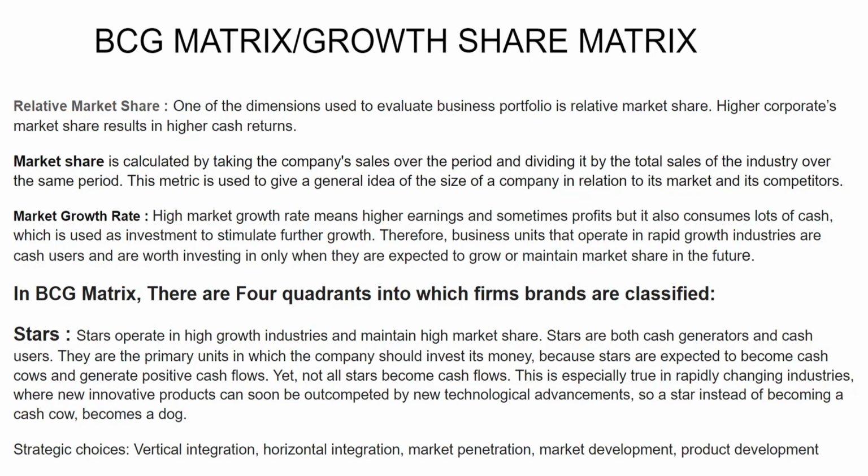It may happen that products in a rapidly changing industry, like technological products such as mobile phones and laptops, get outcompeted very easily by new technologies. So what the company expected to become a cash cow may fall into the category of a dog. Now, what are the strategic choices that the company can make to make the product fruitful and to avoid the losses? The strategic choices are vertical integration, horizontal integration, market penetration, market development, and product development.